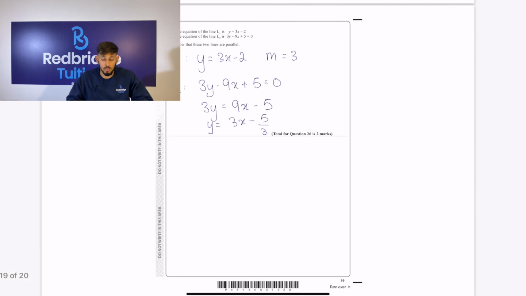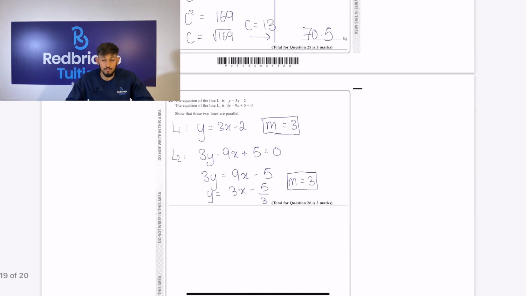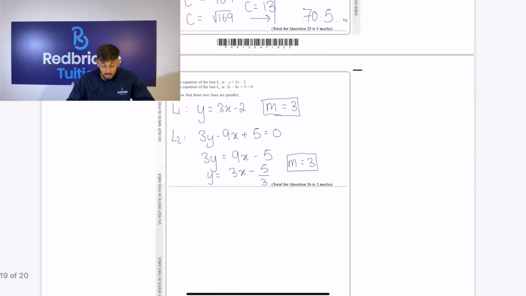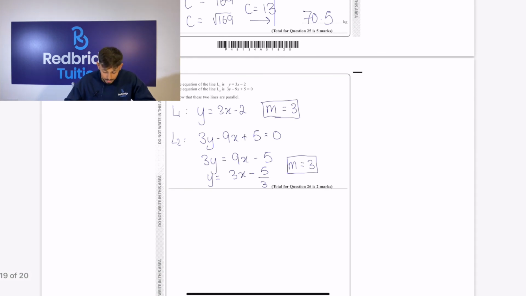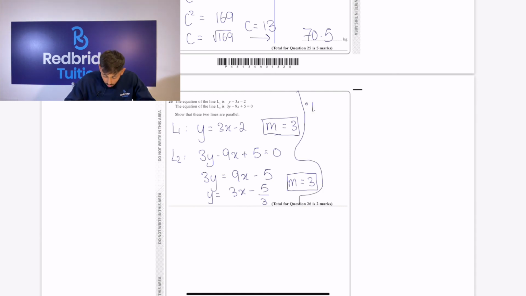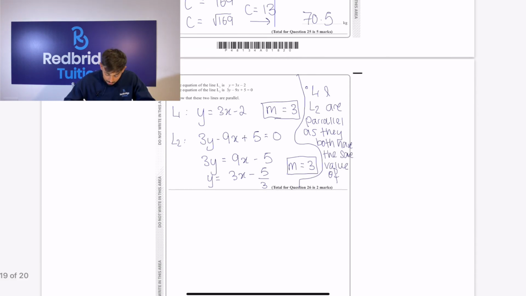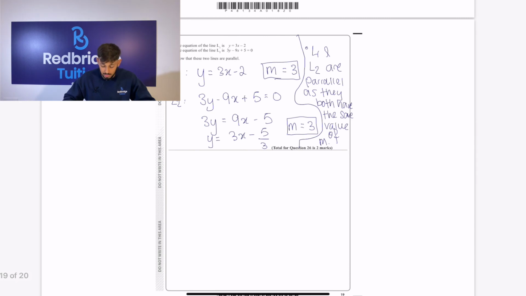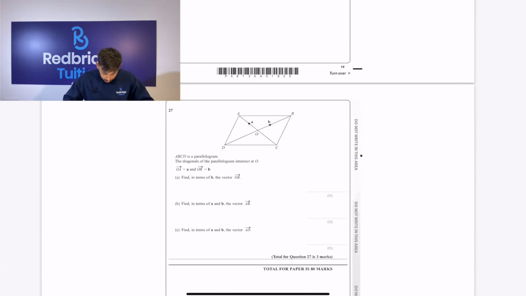Now, from L2, we can see that m is also equal to 3. As the gradient is equal to 3 for both lines, this means that they are parallel. So what we need to do is write a short statement to complete the question. L1 and L2 are parallel as they both have the same value of m. And this completes question number 26. Now on to the last question of the paper.